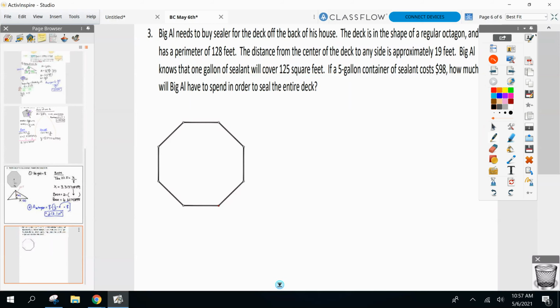Don't worry. My lines are not very good. It's got a perimeter of 128 feet. You'll thank me for that in a couple minutes, giving you that. The distance from the center of the deck to any side is 19. And just so you know, that distance is perpendicular. So if you draw it to any side, it's going to be perpendicular to that side, and it's a length of 19.